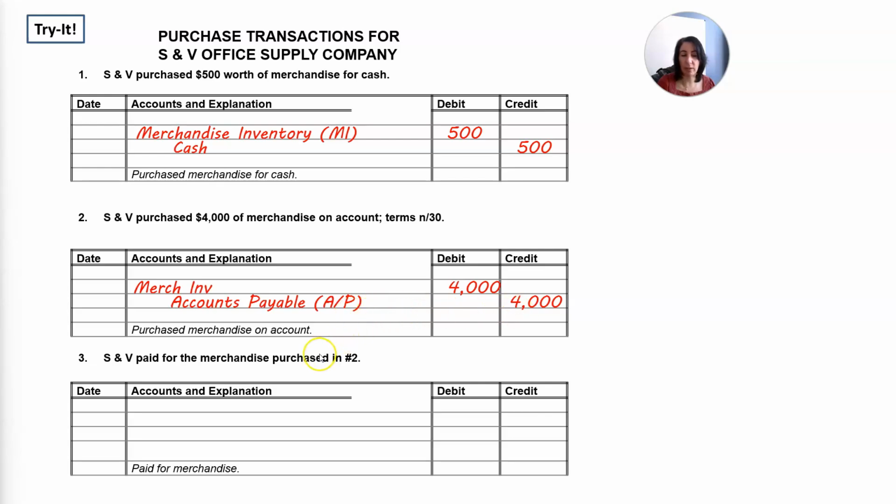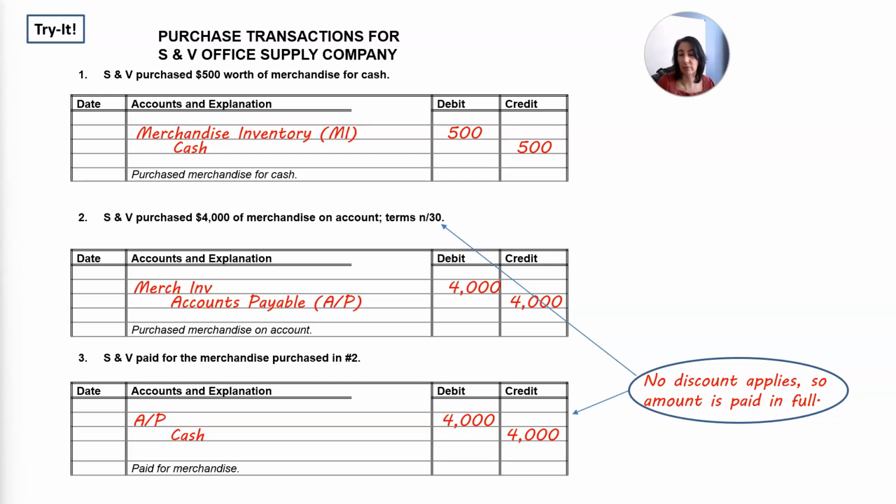And when they pay for the inventory that they bought, right, we're paying off this $4,000 that we owed, then we don't have anything to do with inventory anymore. We already have the inventory, but we have to pay the bill, right? So when we pay the bill, debit accounts payable, credit cash. Okay, we're not worried about the discount yet. That's N30. We'll get there in just a minute. Net 30. And the amount is paid in full.